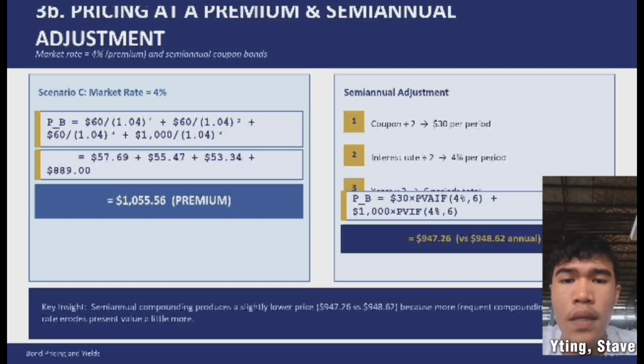Semi-annual, $947.26, meaning interest is paid twice a year. Result: the price is slightly cheaper than with yearly payment. The main rule is that bond price and market interest always move in opposite directions. Interest up, price down. Interest down, price up.